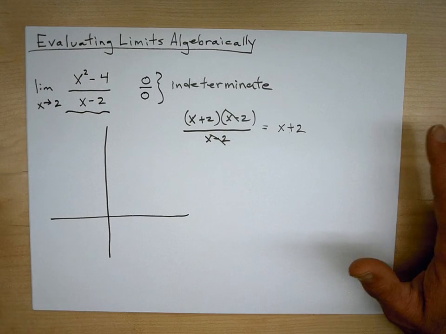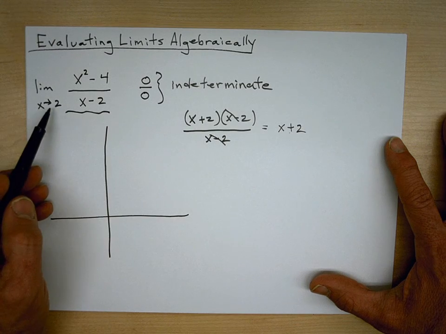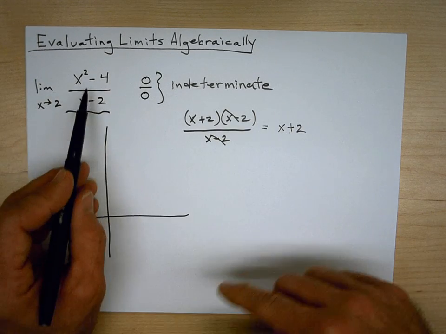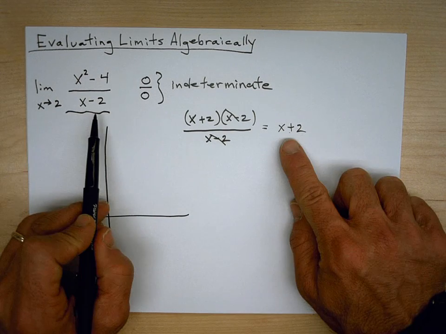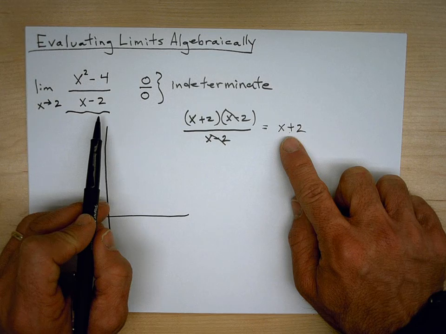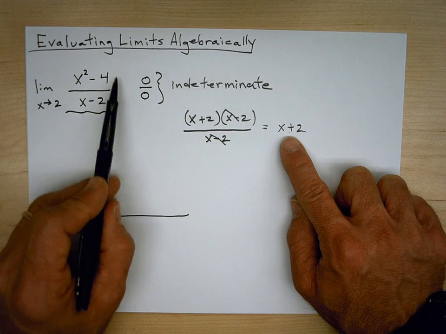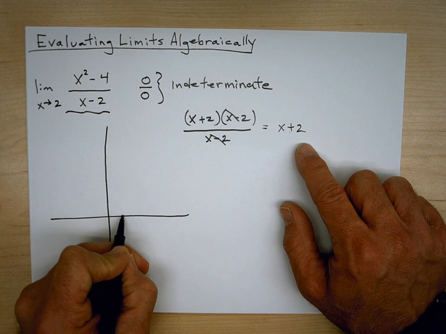It's actually not hard to see that at all, because if I put in 2 here, I get 4. If I put in 2 here, I get 0 over 0. So clearly at x equals 2, these two functions are not the same. But this function will have a graph that looks very similar to this one. So let's go ahead and graph it.